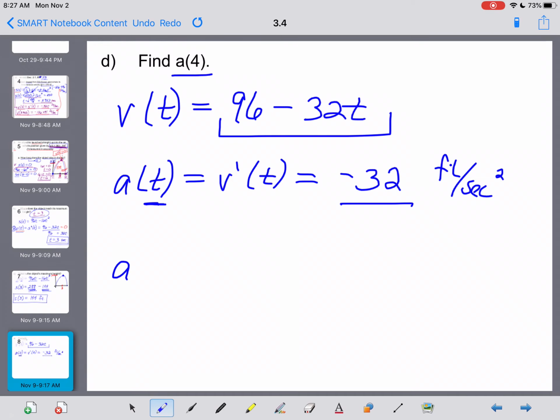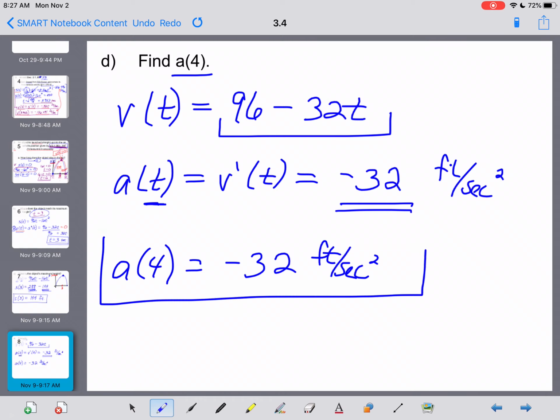The value of A of 4 is, well, let me read my function, negative 32 feet per second squared. Guess what the value of A of 5 is? Still negative 32 feet per second squared. A of 1, A of 2, A of 5.13682, those values are always going to be fixed at negative 32 feet per second.